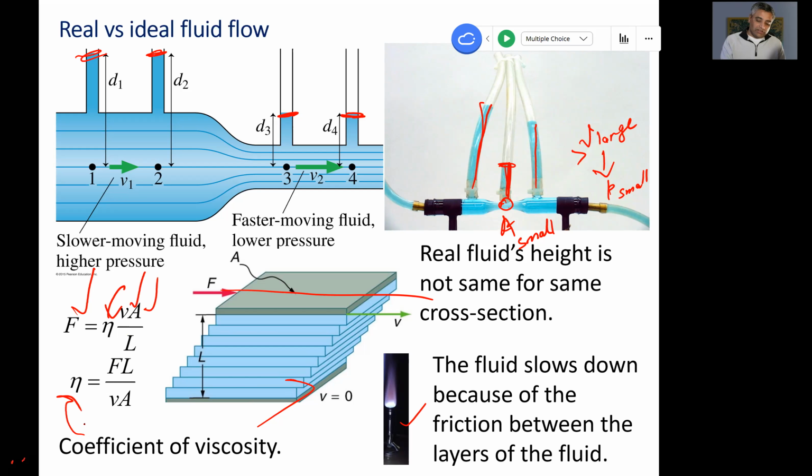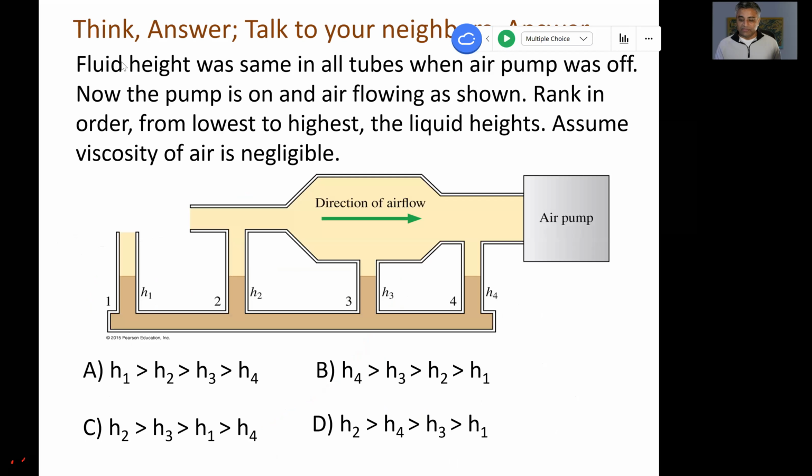So this is called the coefficient of viscosity, just like we had the coefficient of friction, but the property is slightly different, okay?